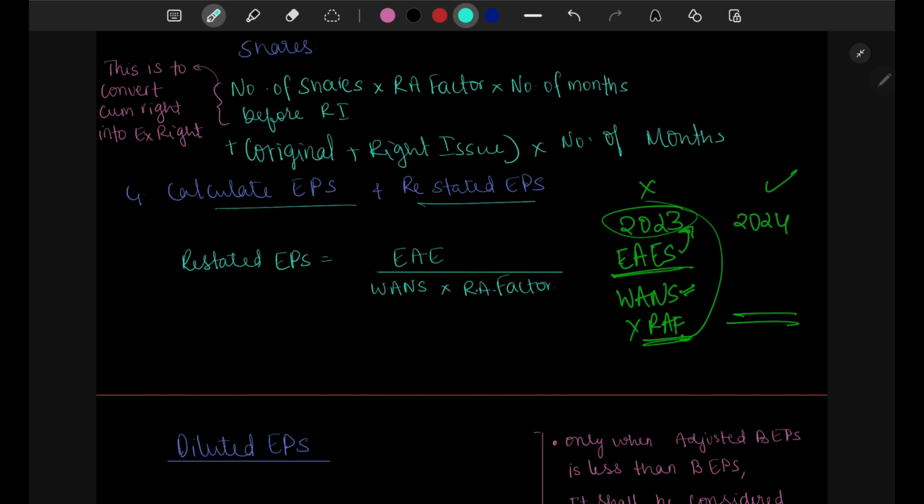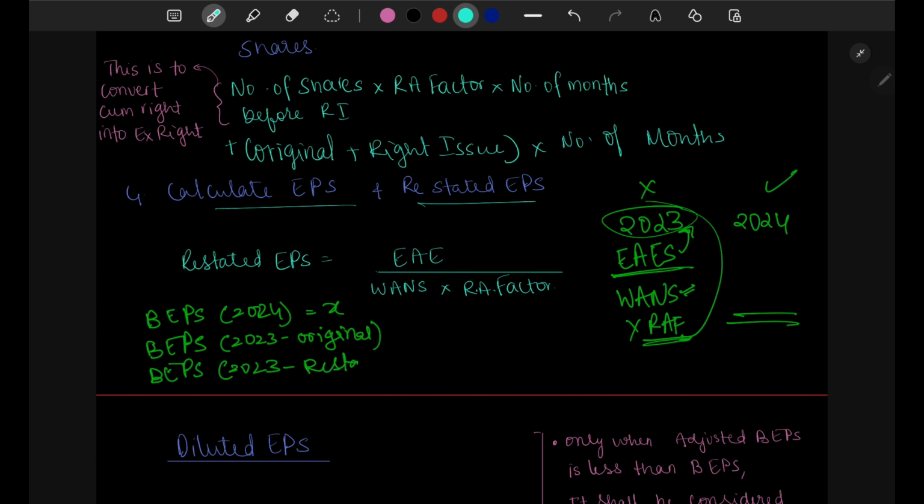Basically you'll have to write basic EPS of 2024 is equal to X amount, and then BEPS of 2023 original, meaning whatever it was last year, and then BEPS 2023 restated. So in restated, you will put this formula and just multiply the RA factor in the denominator.